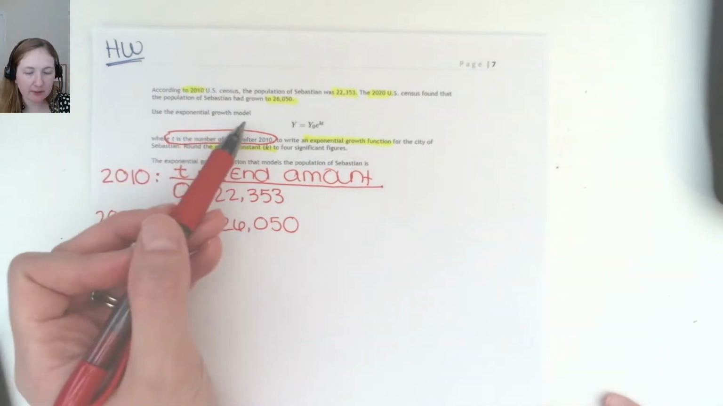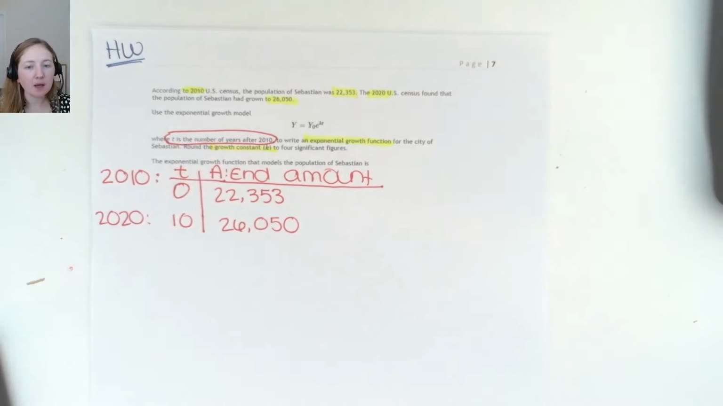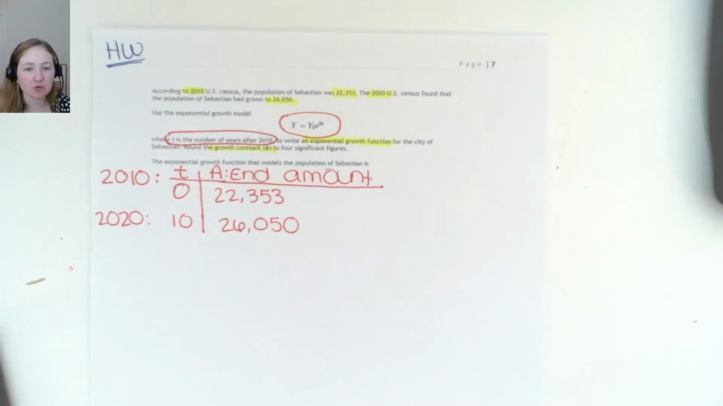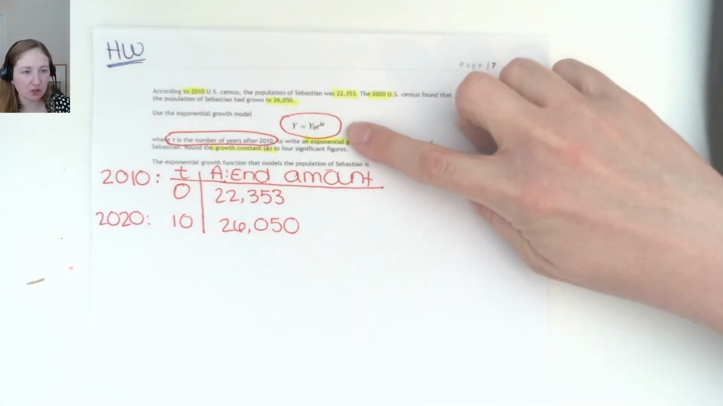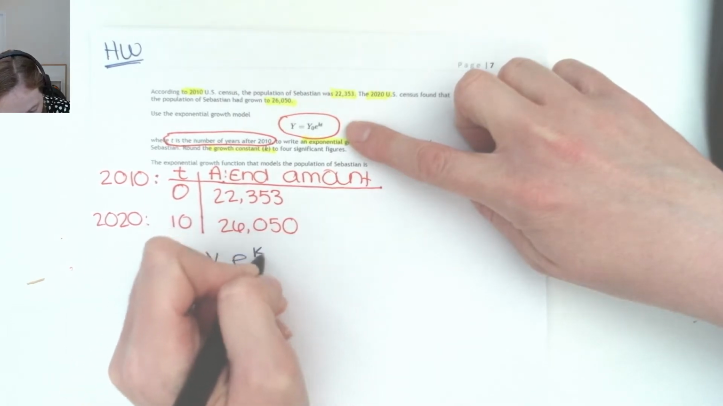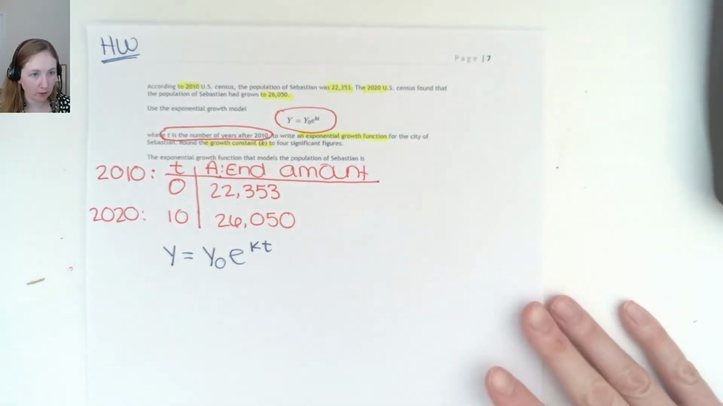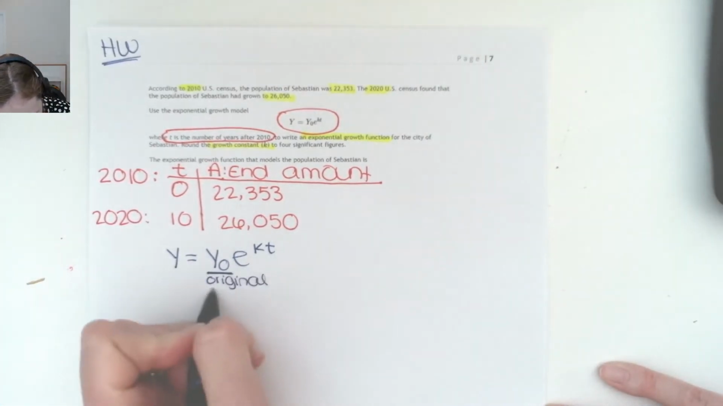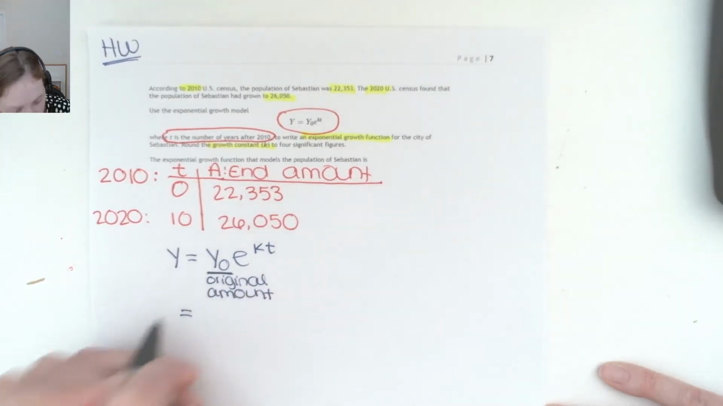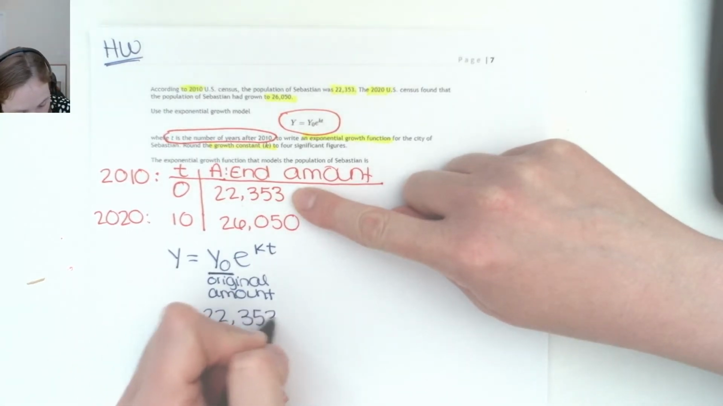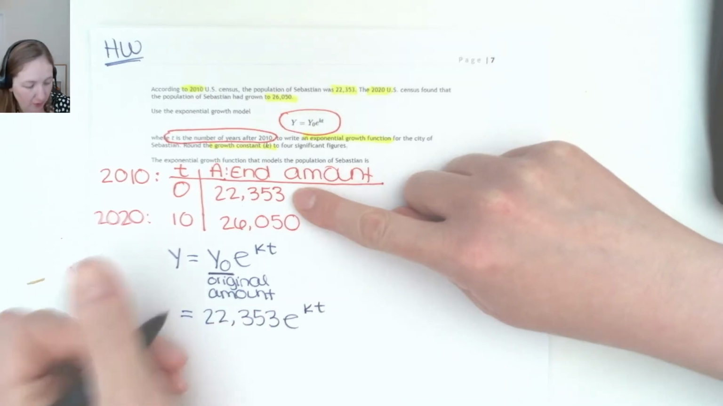We also know that it's an exponential model. Because they give you this, and the first question is what is the exponential model, I highly recommend not using the PERT model, but using the notation that they have given us here. So we have y is equal to y naught e to the kt. Whatever number is here is the original amount, and from this problem the original amount is 22,353.